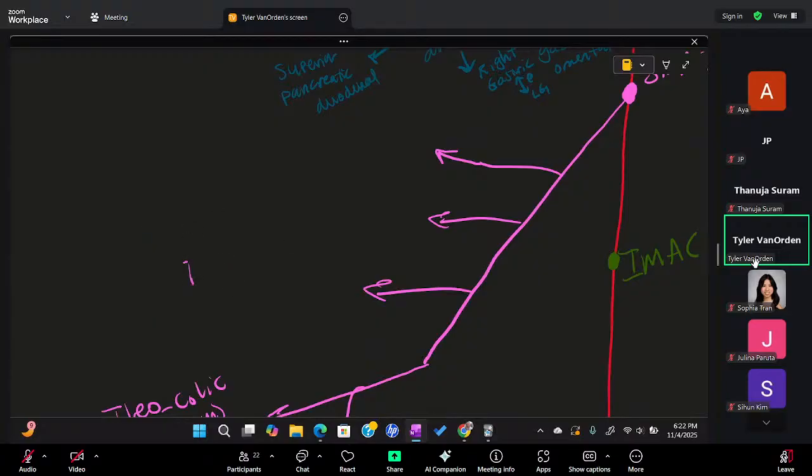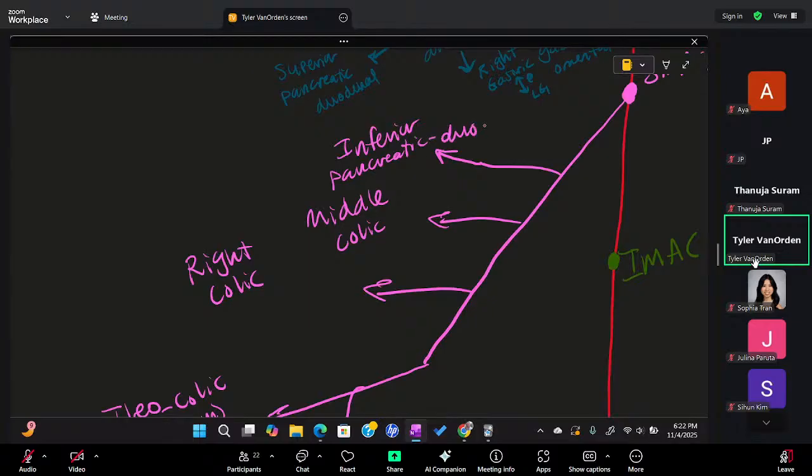So we have the right colic. I'm going to come back to that in a second. We have the middle colic. And then the last big one is the inferior pancreaticoduodenal. So here's the one that anastomoses with the superior up here. Okay. So we're going to talk about this guy now, the right colic.